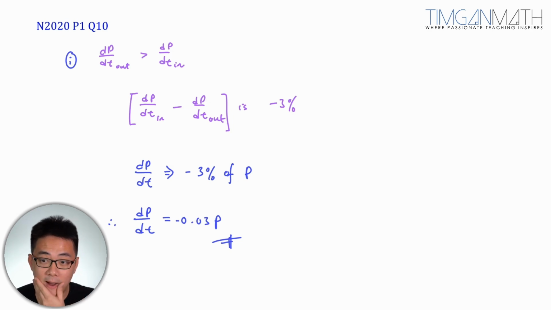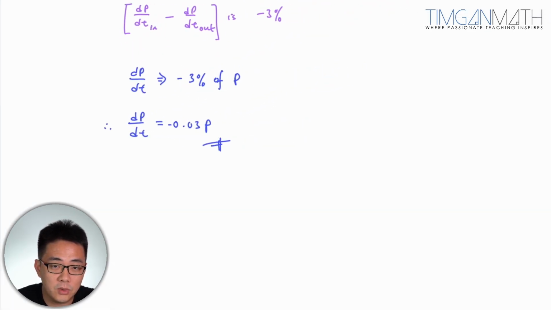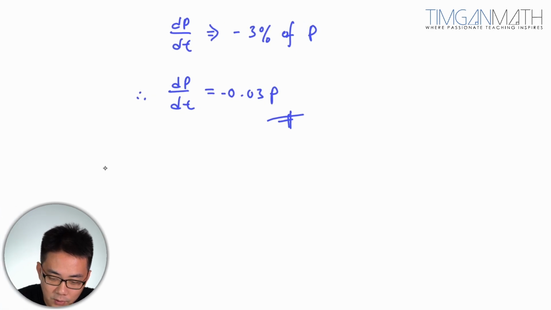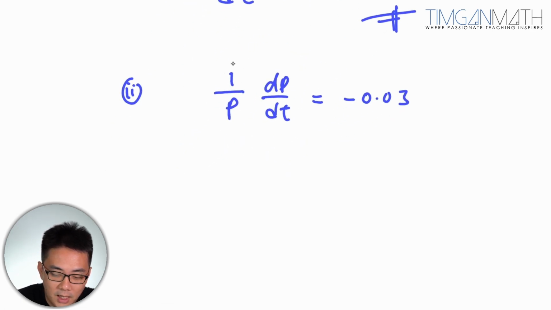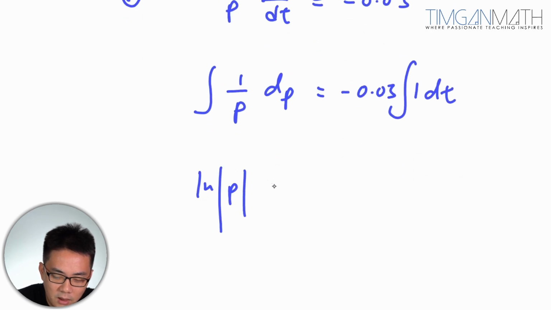So let's look at the second part. We are asked to solve the DE to find an expression for P in terms of t, and explain what happens to the number of sheep if the situation continues over many years. For part 2, I'm going to move the P over to solve this DE. This is in separable form, meaning you can separate the dP and the function of P on one side and dt on the other side. So we want 1/P dP equals negative 0.03 dt. Just integrate it, and we get ln P equals negative 0.03t plus c.